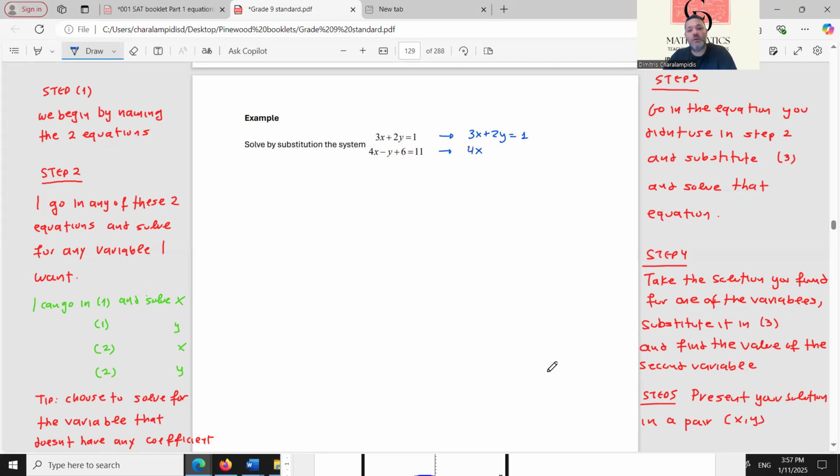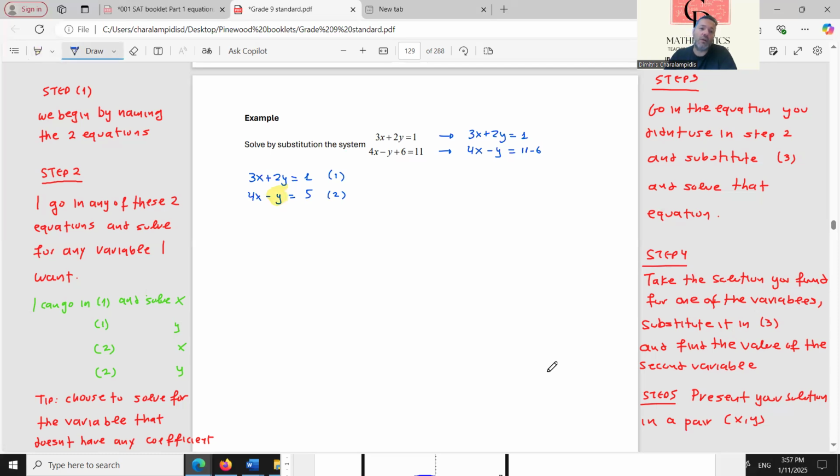So I'm going to do 4x minus y equals 11 minus 6, which means that we'll keep the first one as it is, and we'll do some quick operations in the second one. 4x minus y equals 5. Now I'm going to name these as 1 and 2. And next, I will go in any of them and solve for any variable I want. The easiest here would be to go in the second one and solve for y.